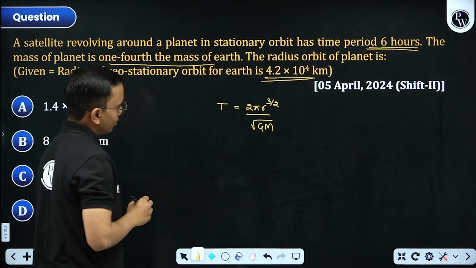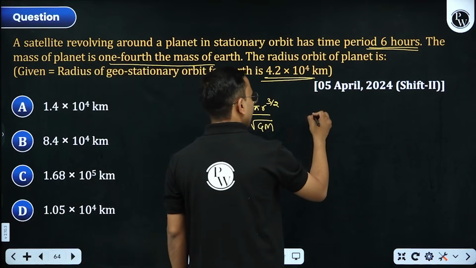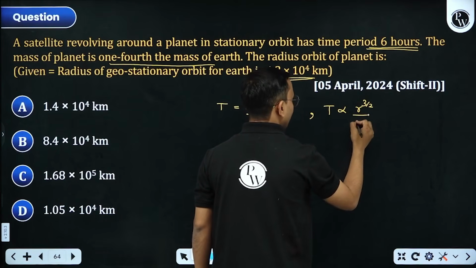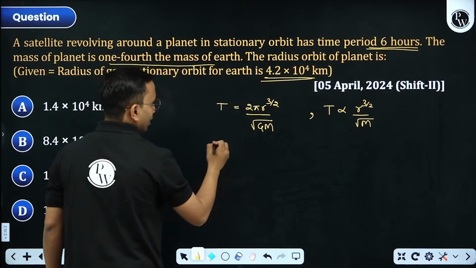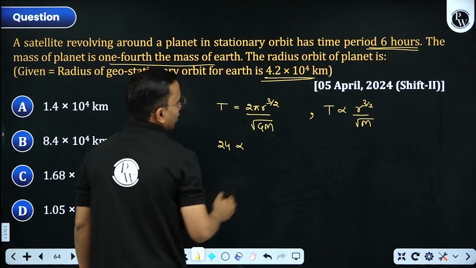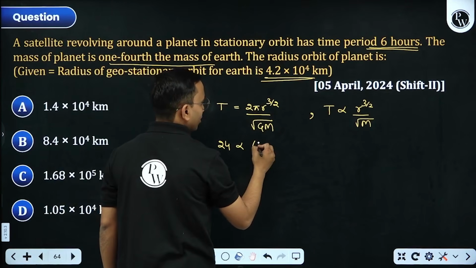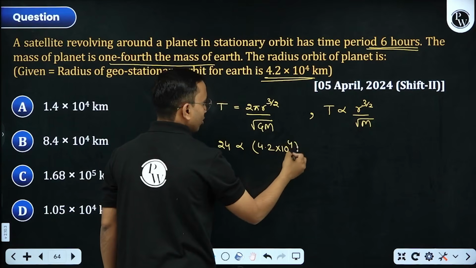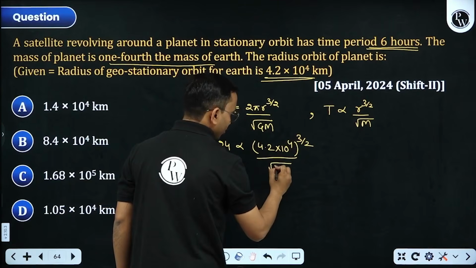What is changing? R is changing, M is changing, T is changing. So I'll say that T is proportional to r to the power 3 by 2 by root m. For Earth, the time period is 24 hours, proportional to the geostationary radius for Earth, 4.2 into 10 to the power 4 kilometer. I am putting that in kilometer only, to the power 3 by 2 divided by root of mass of Earth.